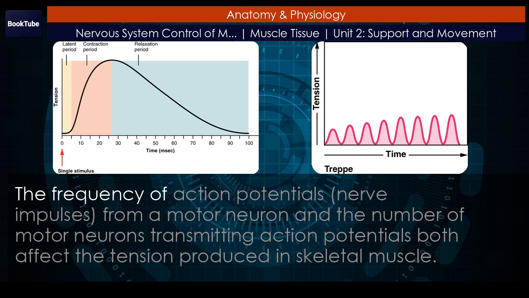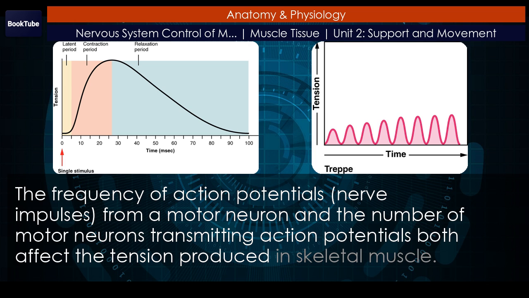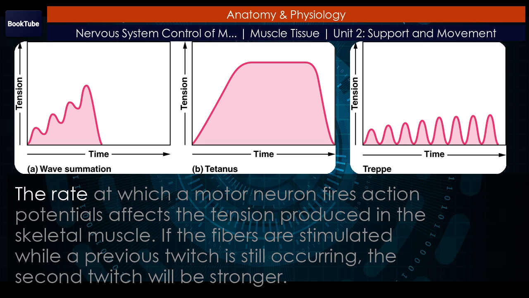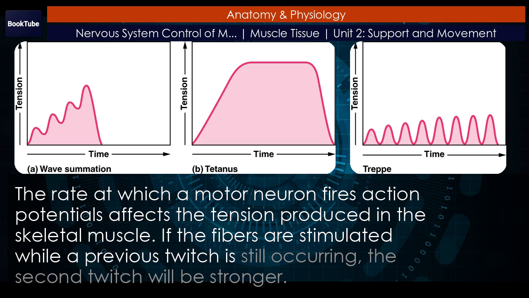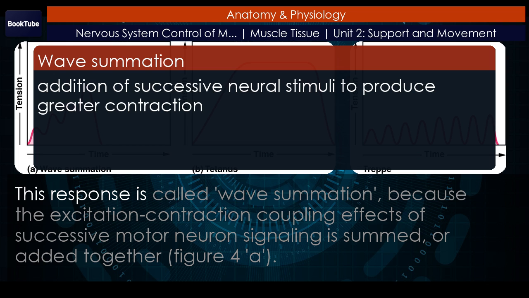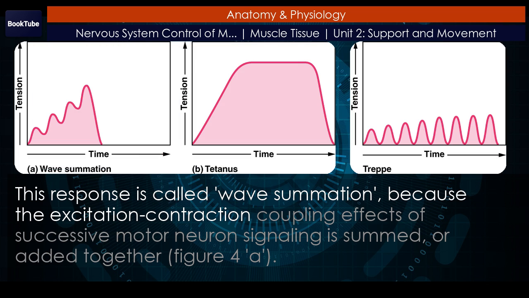The frequency of action potentials, nerve impulses, from a motor neuron and the number of motor neurons transmitting action potentials both affect the tension produced in skeletal muscle. The rate at which a motor neuron fires action potentials affects the tension produced in the skeletal muscle. If the fibers are stimulated while a previous twitch is still occurring, the second twitch will be stronger. This response is called wave summation, because the excitation-contraction coupling effects of successive motor neuron signaling is summed or added together.